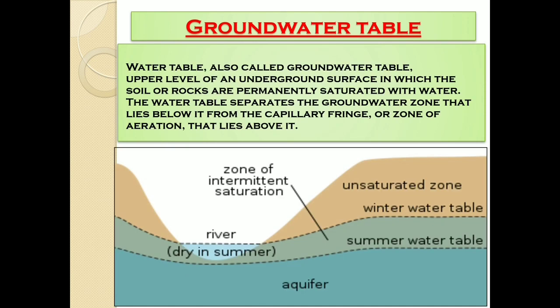Water table, also called groundwater table, is the upper level of an underground surface in which the soil or rocks are permanently saturated with water. The water table separates the groundwater zone that lies below it from the capillary fringe or zone of aeration that lies above it.